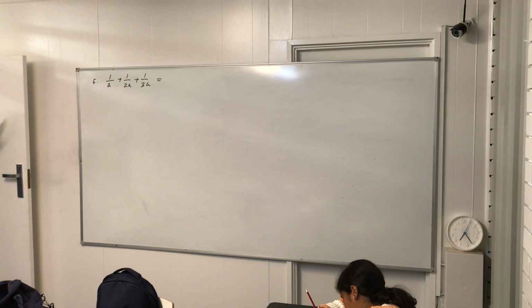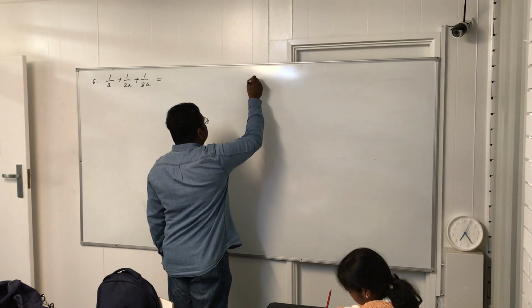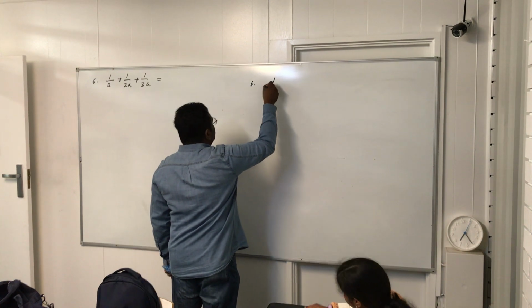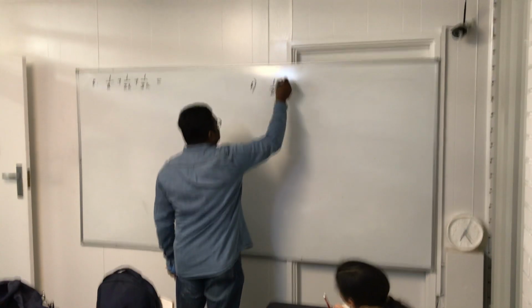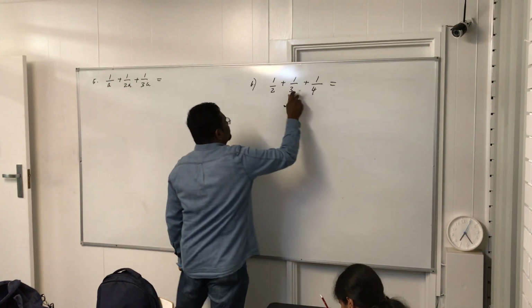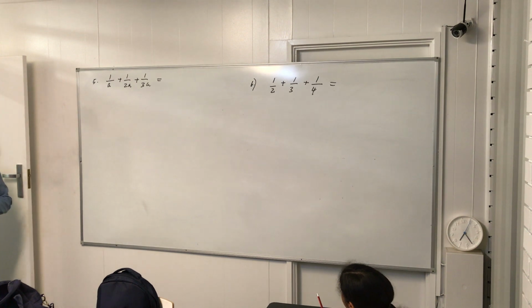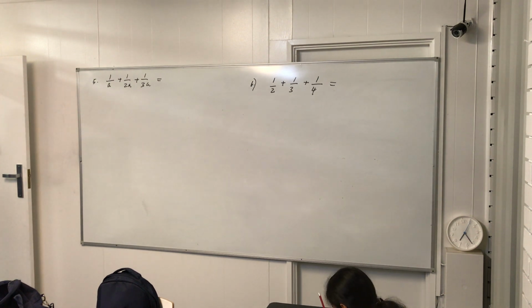Now, when you have a question like that, you have to be smart. Right? Okay, so before that, do this question. 1 divided by 2 plus 1 divided by 3 plus 1 divided by 4. Do this question first. Then that helps you to do this question.